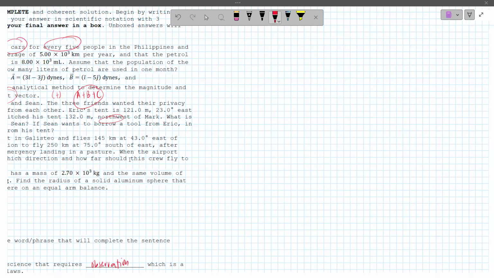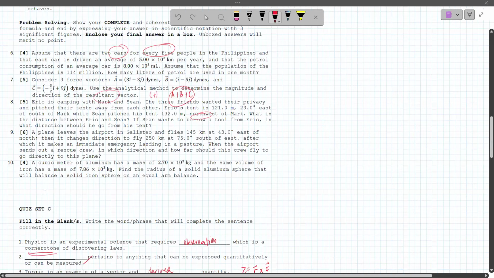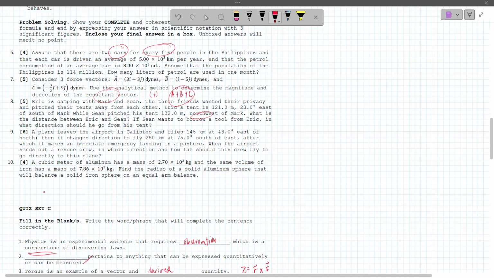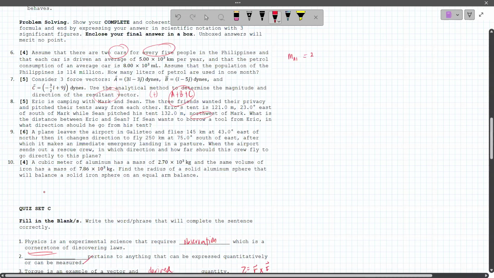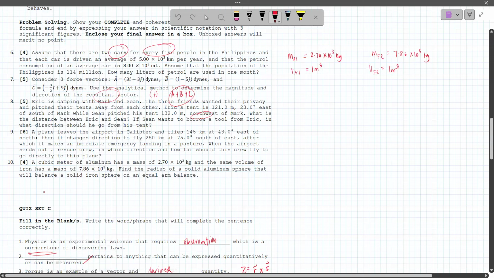Okay, so let's proceed to the last one. Sabi dito, a cubic meter of aluminum has a mass of 2.70 times 10 raised to 3 kilograms. So, mass of aluminum is 2.70 times 10 raised to 3 kilogram if the volume of aluminum is 1 cubic meter. Okay? And then the other question is the same volume of iron. So, volume of iron, Fe, which is 1 cubic meter, has a mass of 7.86 times 10 raised to 3 kg. So, very obvious here that the iron is heavier than the aluminum.